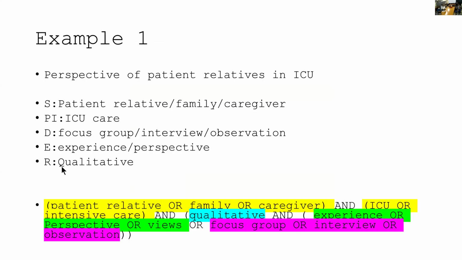So recently we had a qualitative discussion in one of our CEUs, on the perspective of patient relatives in ICU. For the sample, I have used patient relative or family or caregiver. Sometimes family are called informal caregivers, so I didn't want to miss that term, so I've added caregiver. Phenomenon of interest would be ICU care. My design would be either focus group, interview, or observations. E is for experience or perspectives. R would be for qualitative study.